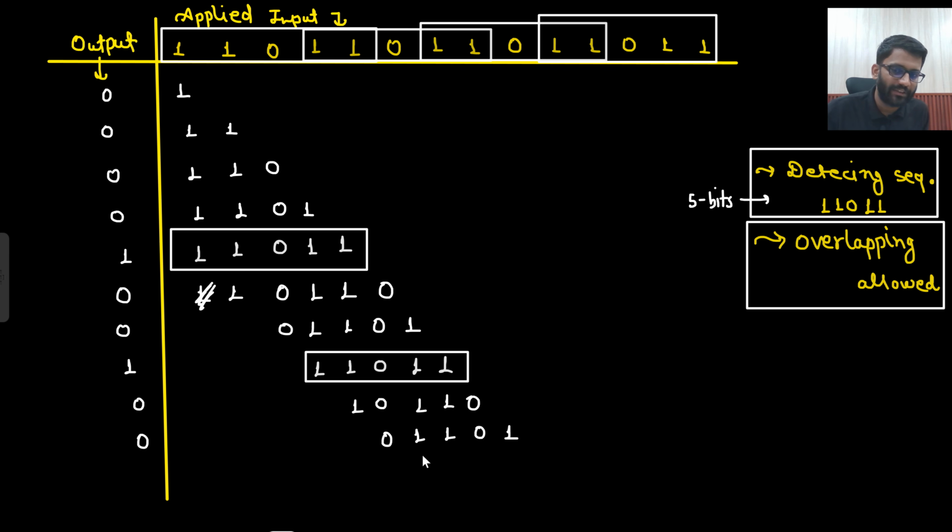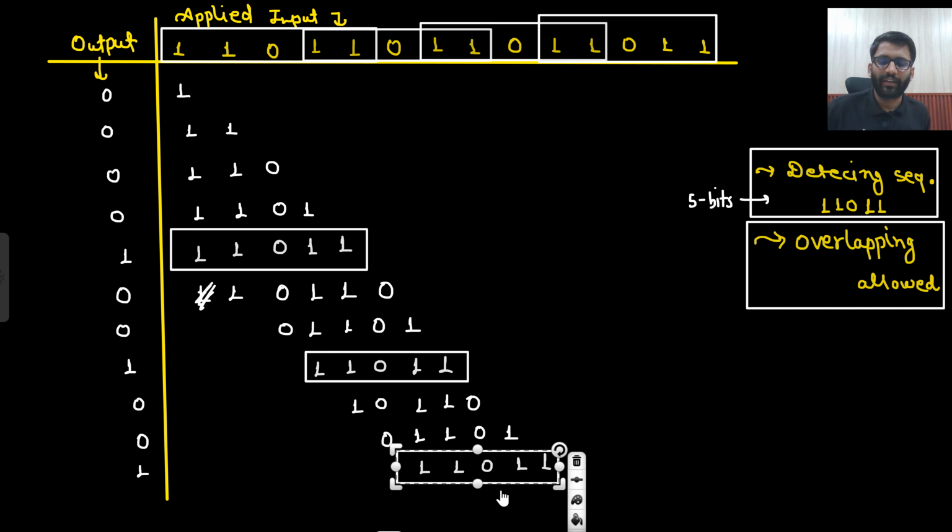Then in the next cycle, this 0 will be gone. So 1 1 0 1 1. Yes, output is 1. So this is also detected. Okay, I should have written it more small.